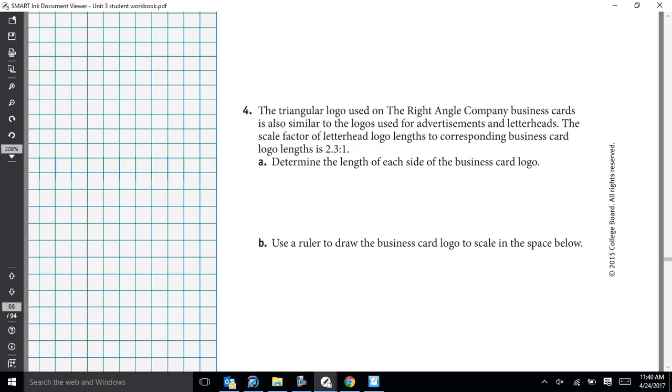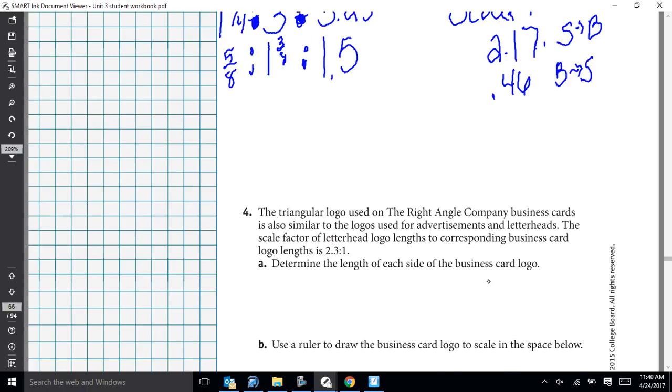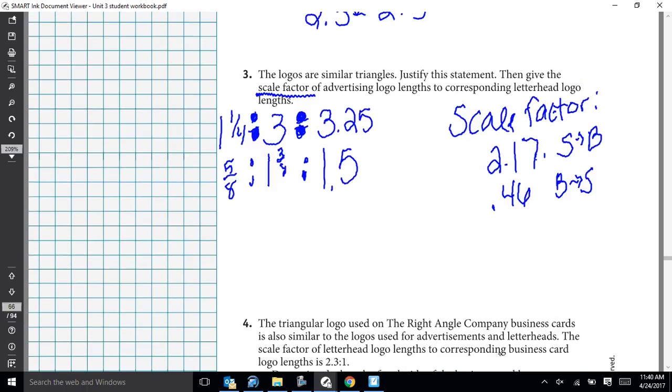But we want to get smaller, and 2.3 as a scale factor tells us to do what? So if we do negative, what's going to happen to our image? Think about it on a coordinate grid. If we add a negative in front, what does that do? It flips it. So we don't want to flip it, but we want to get smaller. What does our scale factor have to be in order to get smaller? It needs to be a fraction.